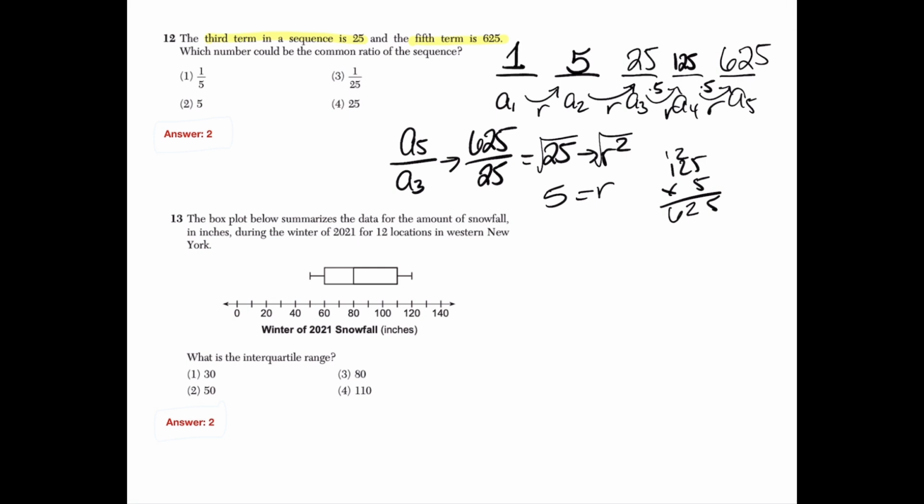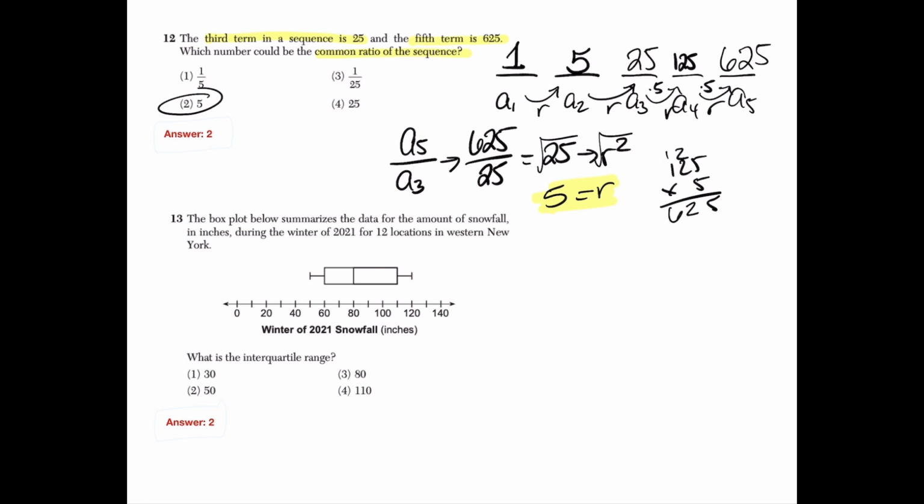Okay, so in this one, we did all this math work, but what is the question asking us? They're asking us, what is the common ratio? And that we figured out right here. The common ratio was 5, which is choice 2. Okay, so I just went above and beyond by figuring out the whole sequence, but really all they wanted to know was what the common ratio was.